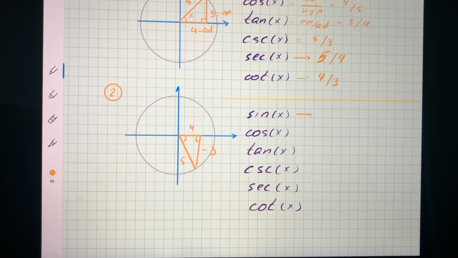So this sine then becomes negative 3 divided by 5. The cosine becomes 4 divided by 5. Tangent is negative 3 over 4. The cosecant is negative 5 over 3. The secant is 5 over 4. And the cotangent is a flip of a tangent, which is negative 4/3.